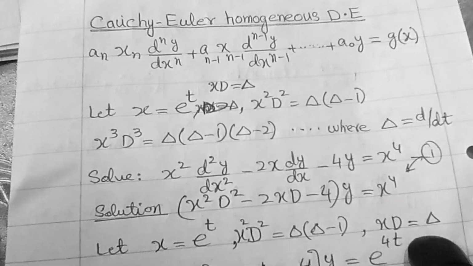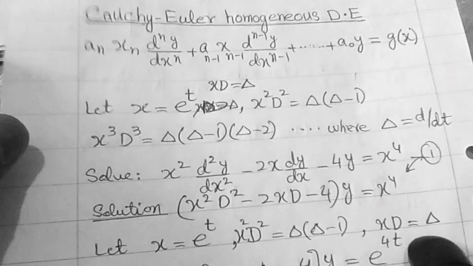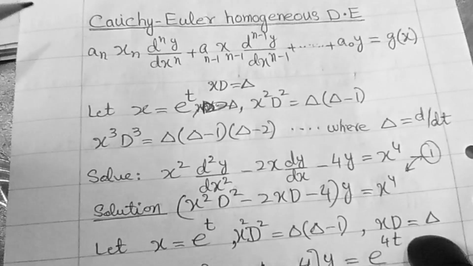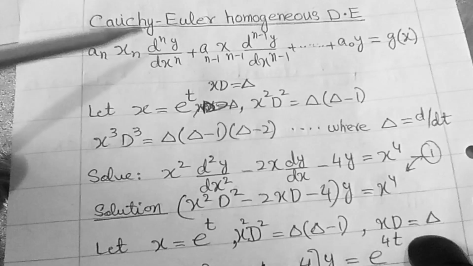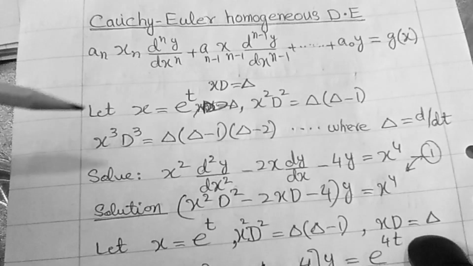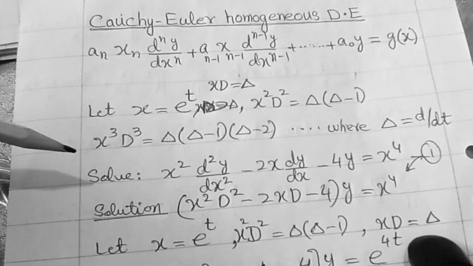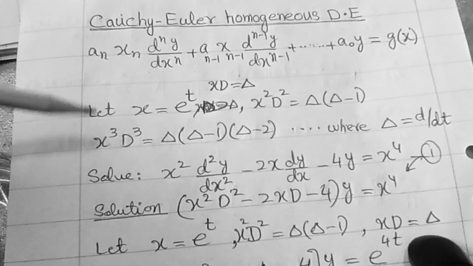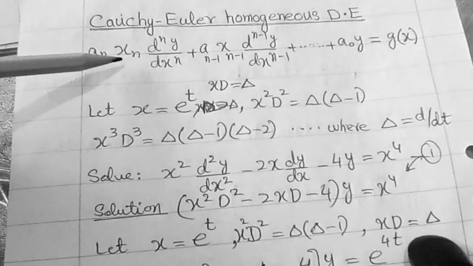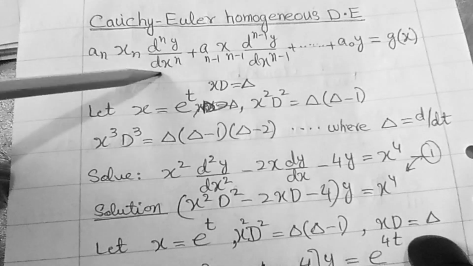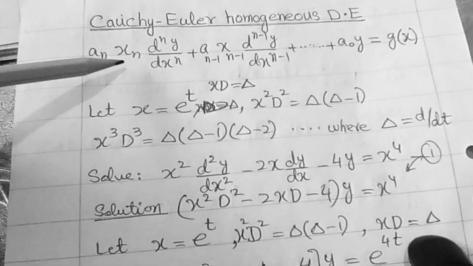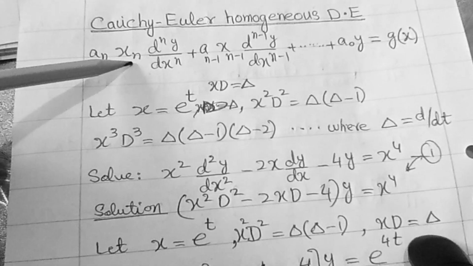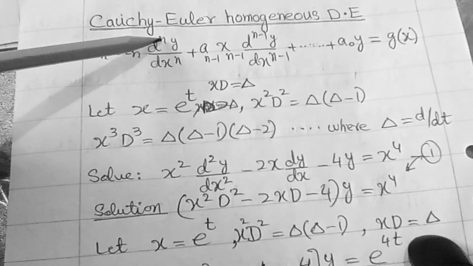Bismillahirrahmanirrahim. Once again, I would like to start a new method which is known as the Cauchy-Euler homogeneous differential equation. Why is it known as a homogeneous differential equation? Because we have the similar degree of polynomial with the similar order of differential. So here, look at this. We have a polynomial of degree n with the order of differential n.